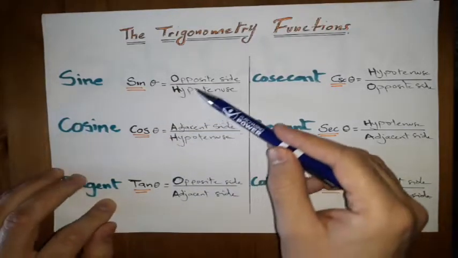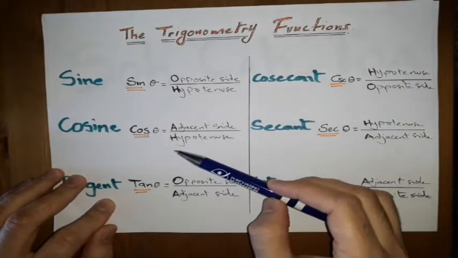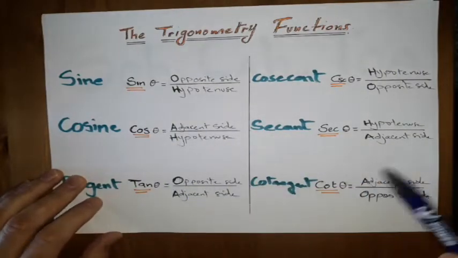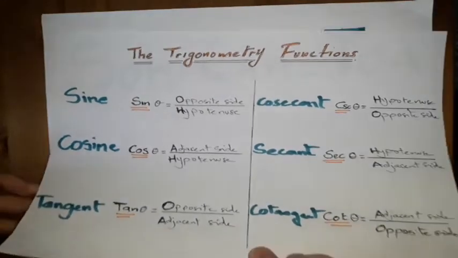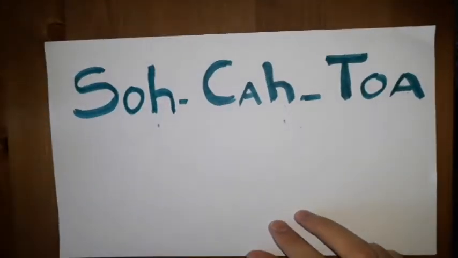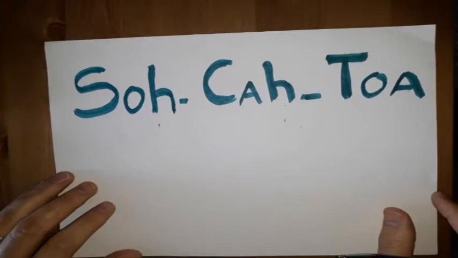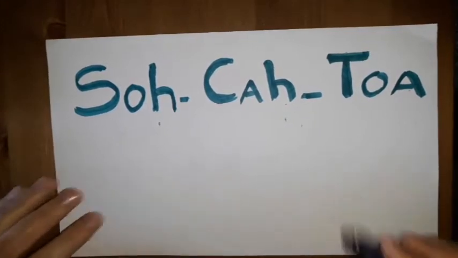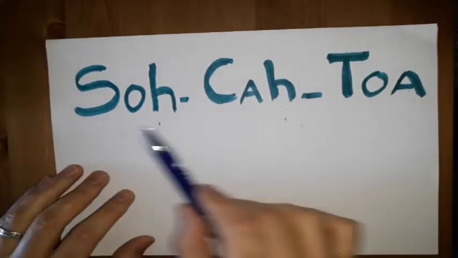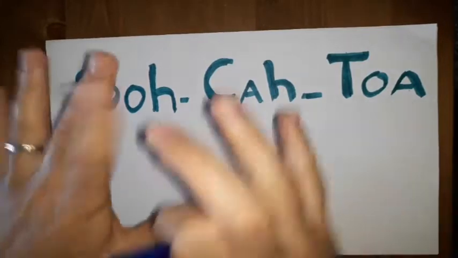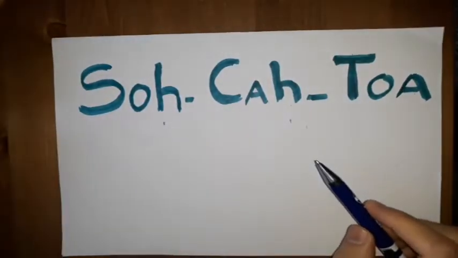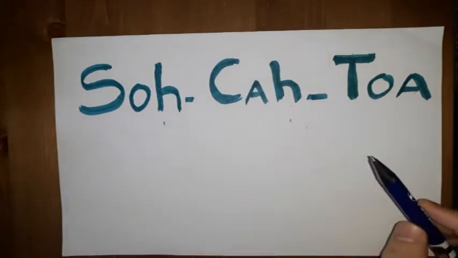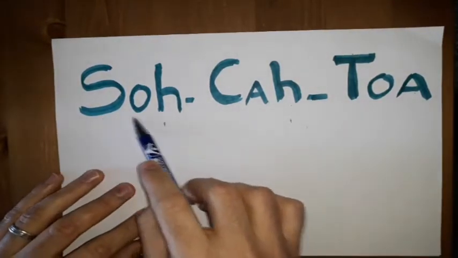How can we remember those functions? It means ratios, if you want. As a way to remember them, it looks a little bit crazy. It's like you cast a spell, SOHCAHTOA. SOHCAHTOA will help you a lot to remember sine, cosine, and tangent. So what does SOHCAHTOA mean?